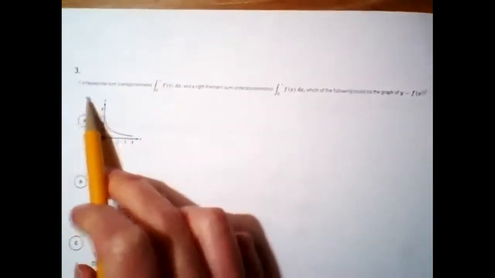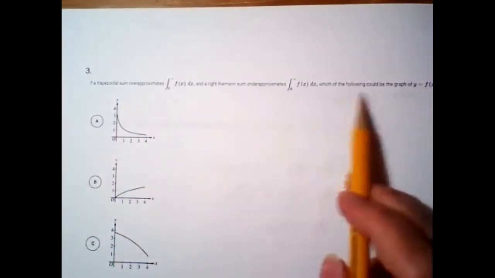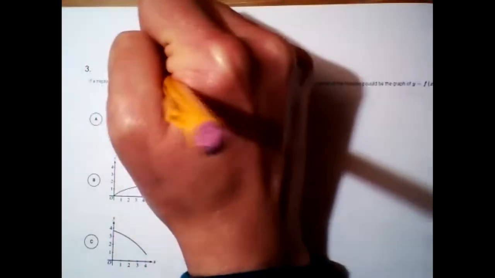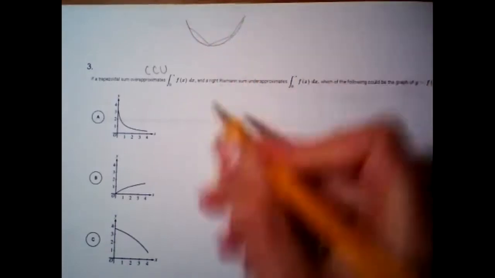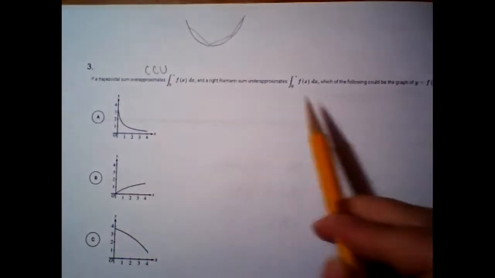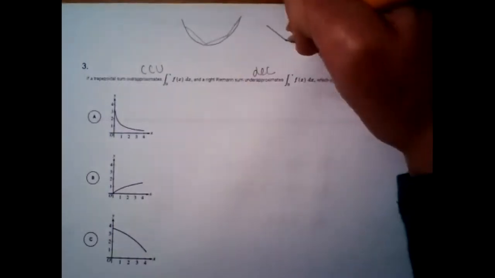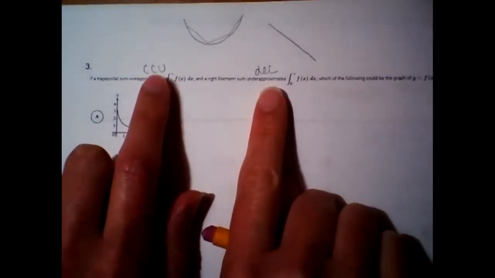All right, so number 3, if a trapezoidal sum over approximates and a right Riemann sum under approximates the value of this area, then which could be the graph? So if a trapezoidal sum is over approximating, that means your graph needs to be concave up. If you have something that's concave up like this, your trapezoids are going to be slightly above it. And it said that a right sum is going to under approximate. That means we need to be decreasing. So if your graph is decreasing, the right side is lower down than the left side. So a right Riemann sum would under approximate. So we want a graph that is concave up and decreasing, and the one that's doing that is A.